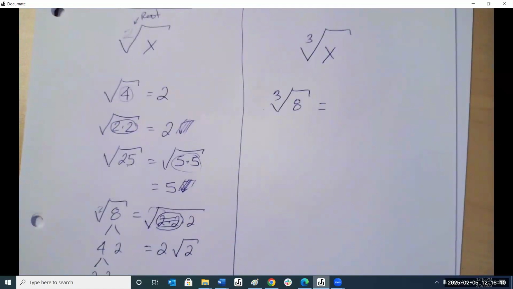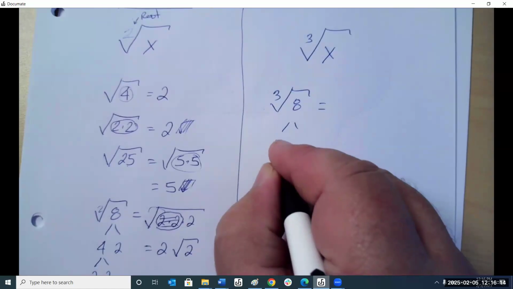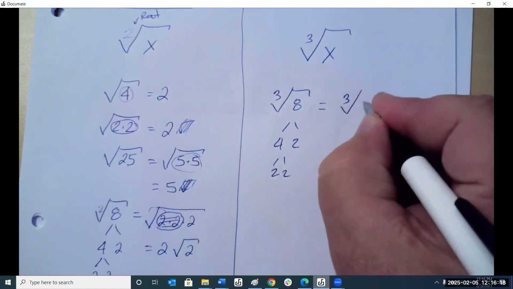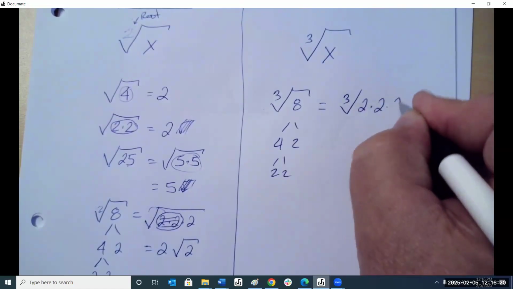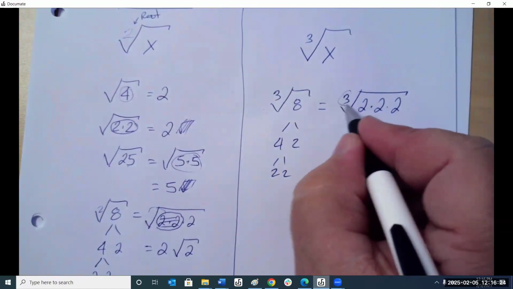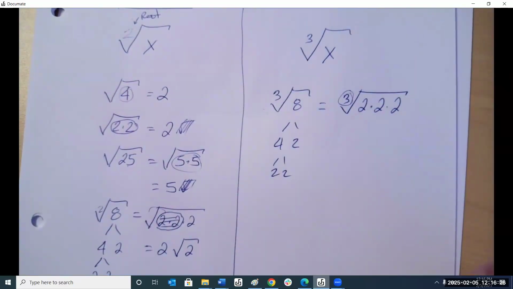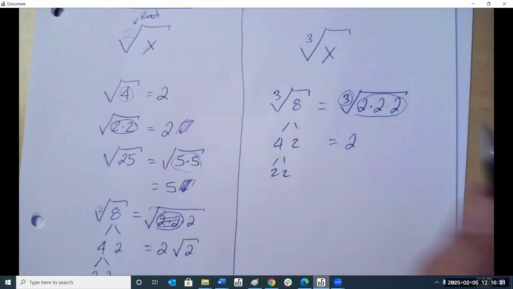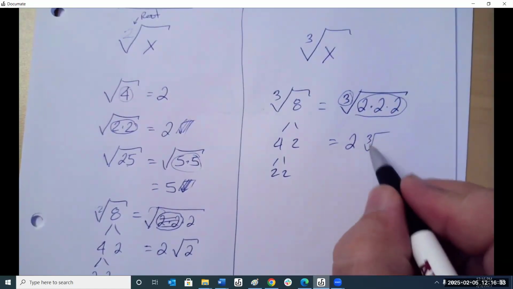Cube root of 8. What is 8 made up of? 4 times 2. So it's cube root of 2 times 2 times 2. What does this tell me? I need 3 of a kind, and here they are. There's 3 of a kind. I put it out in front. There's nothing left inside there.